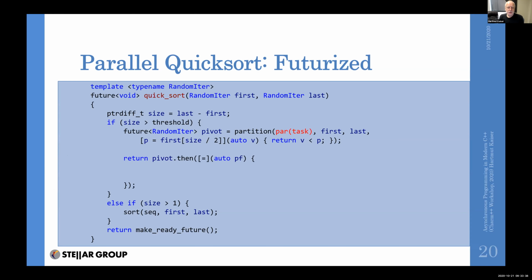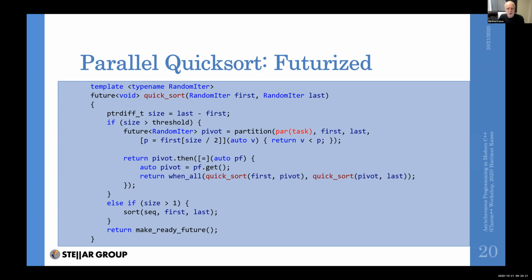Since partition now returns a future, we can't immediately call quicksort on the left and the right subsequences, because the partition has to finish running before we can do the recursion. So what we do, we use the pivot.then function, which is a facility that we have added to the future object. That allows us to attach a continuation to the future. That means whenever the future becomes ready, this lambda in this case is called automatically without us having to do anything. And when the lambda is called, we know that the partition operation is finished.